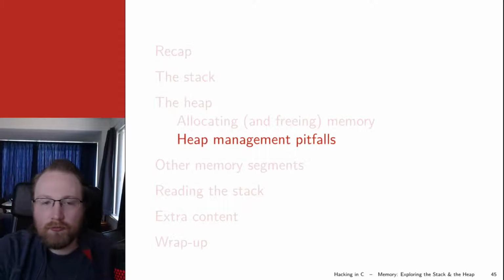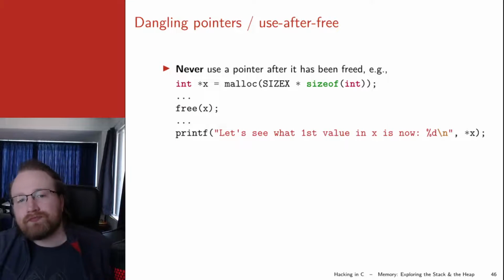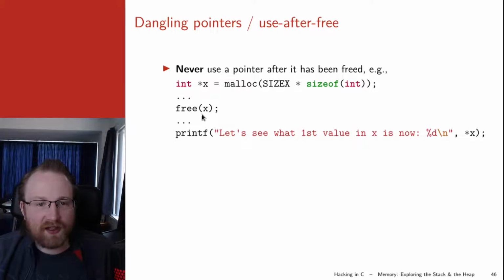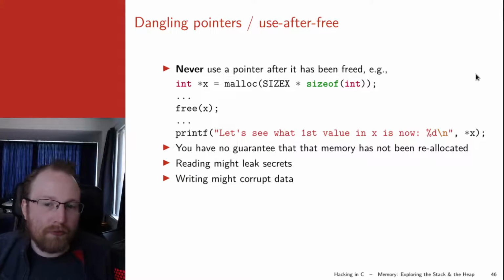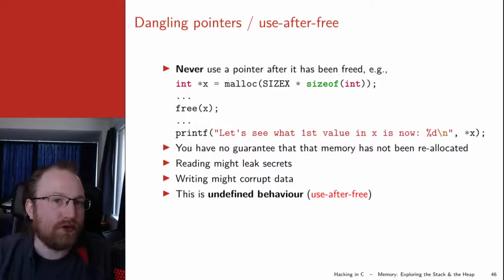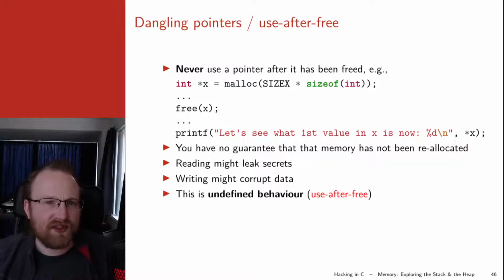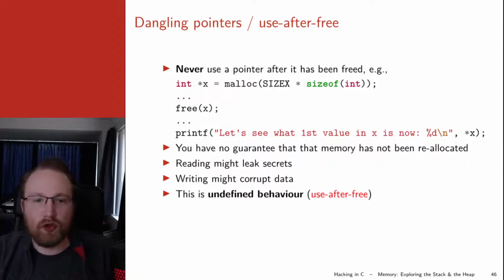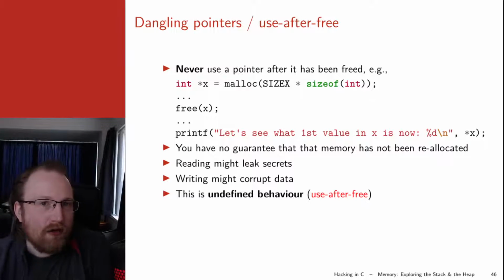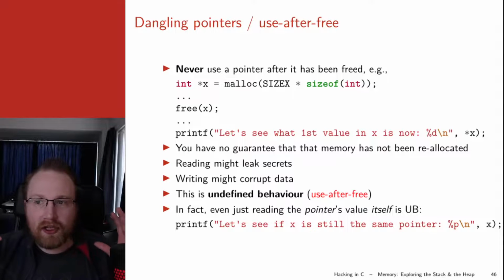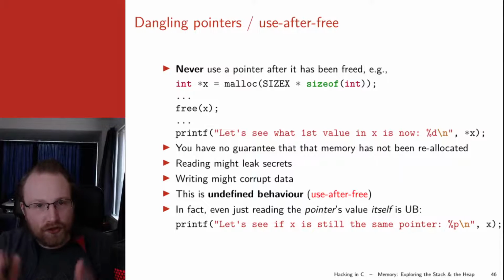Okay. Now, pitfalls in heap management, because of course there are pitfalls. You should never use a pointer after it has been freed. Malloc x, free x, and then try to dereference x again to see what value is at the first location. You have no guarantee whatsoever that memory has not been reallocated. So reading that memory might leak secrets, writing it might corrupt data. It is simply undefined behavior, don't do it. It is in the vulnerability database as a use after free. So this is a serious issue if you're programming in C, where you are responsible for your memory. And right now I'm dereferencing the pointer, but it's also undefined behavior to even read the pointer's value itself. Even though the pointer value will literally be the same bit representation, in C, doing this is undefined behavior.